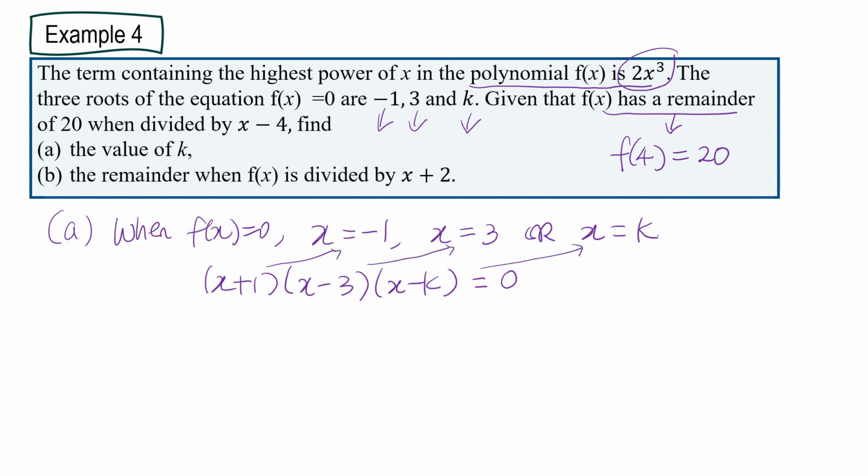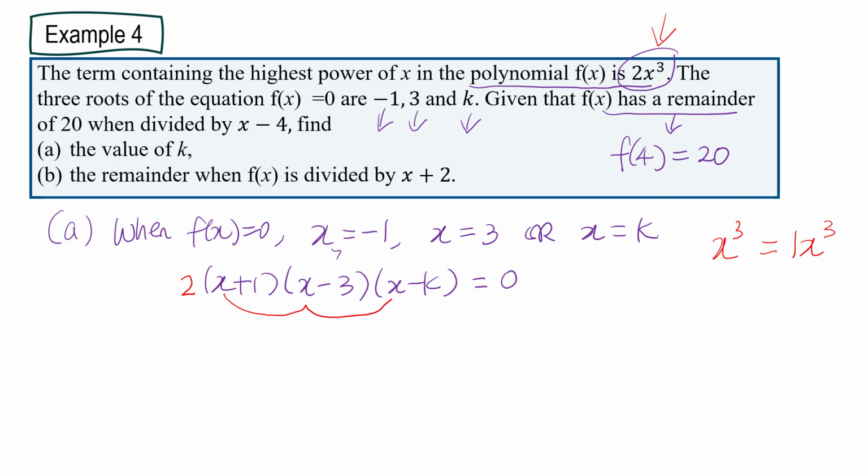However, we need to consider also this particular condition given here, because when you take x times x times x, it gives you x cubed. But x cubed meaning the coefficient of x cubed is 1. So when you expand it, that means your first term is 1x cubed, which does not satisfy this condition. They want the coefficient of x cubed to be 2. So all we need to do is just multiply a 2 here.